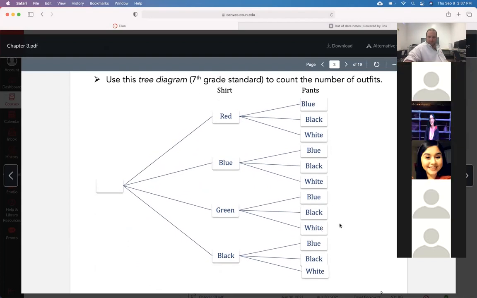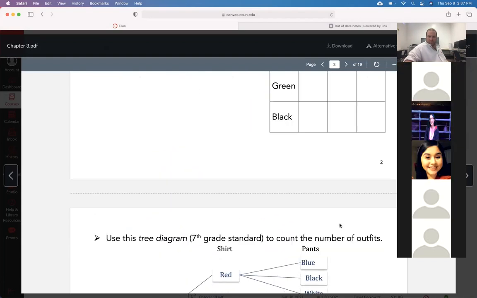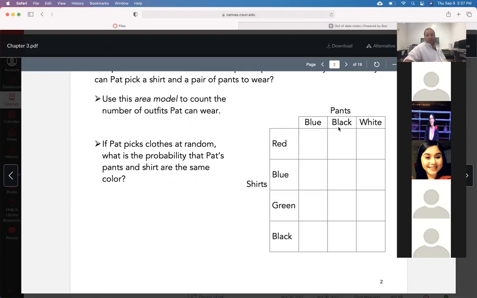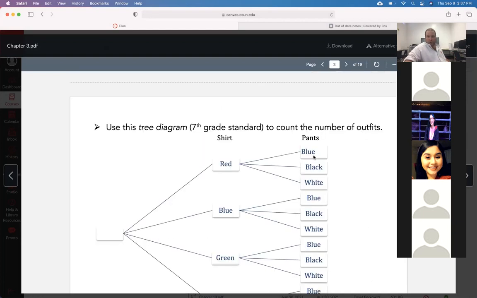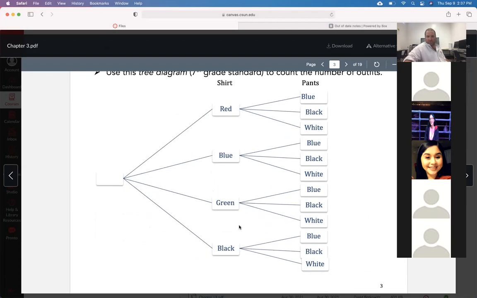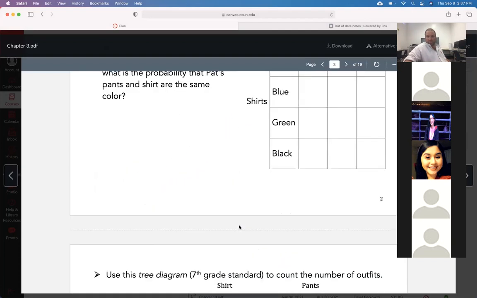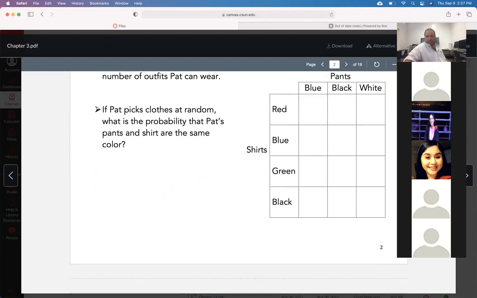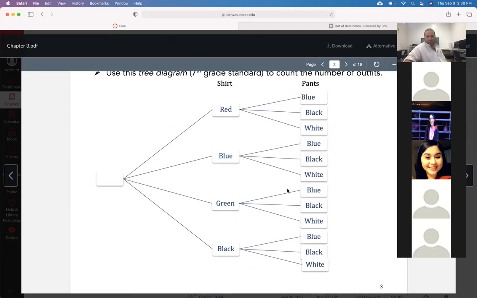For me, the area model is quicker to make. I don't have to repeat red, blue, black, white over and over again for each different shirt. So if I had 10 shirts and 10 pants, it would be a lot quicker to make the area model than the tree diagram. Do you agree with that? Right, yes. That's a great advantage for the area model. Now, what's an advantage for the tree diagram?